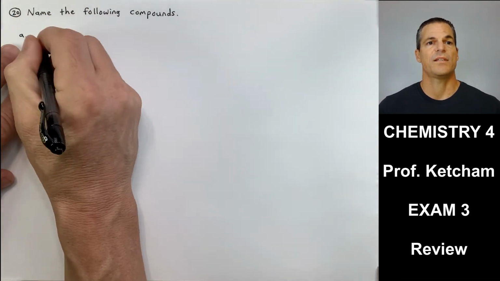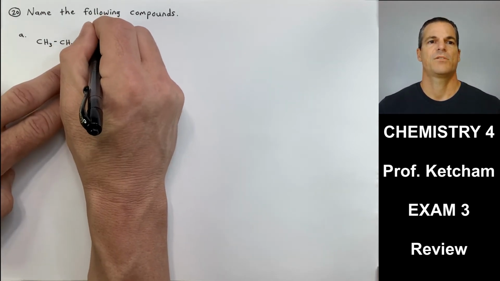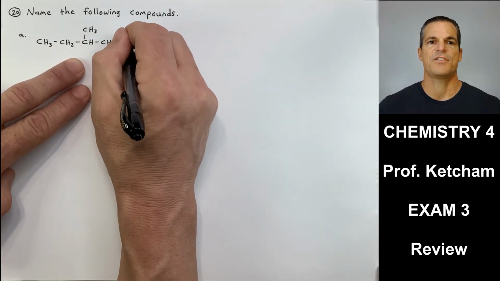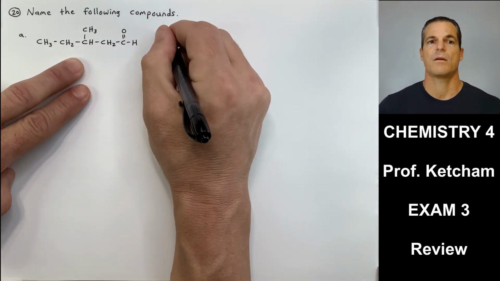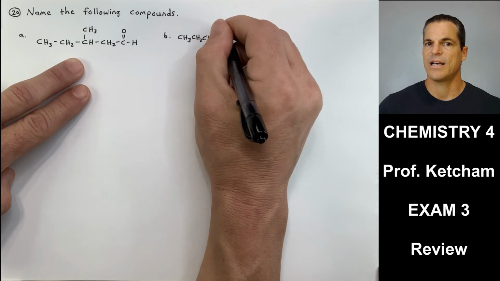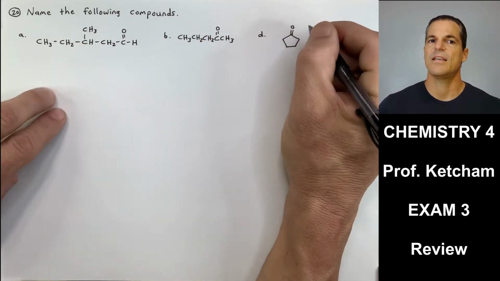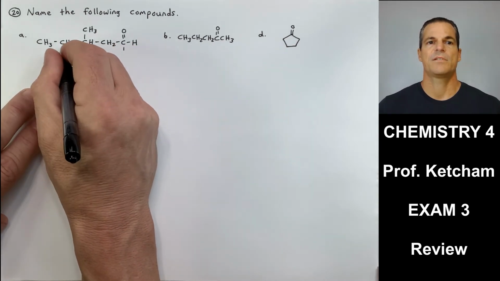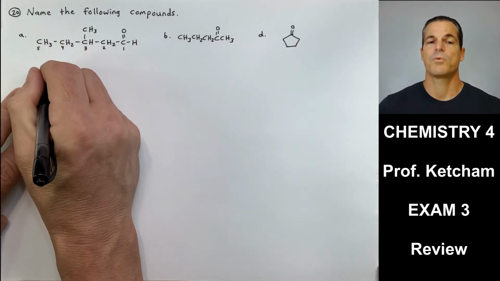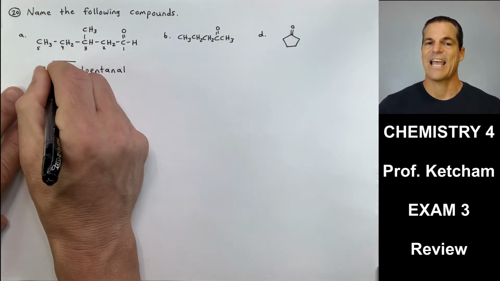Number 20, chapter 12. Name the following compounds. All right, so I got a bunch of CC's and CH's. On the very end, I have a carbon double bond O with an H. That's going to be an aldehyde. B, this is going to be a ketone. D, ketone. Now I have to name them, so the C double bond O gets preference. It's carbon 1. This is 3-methyl pentanal.